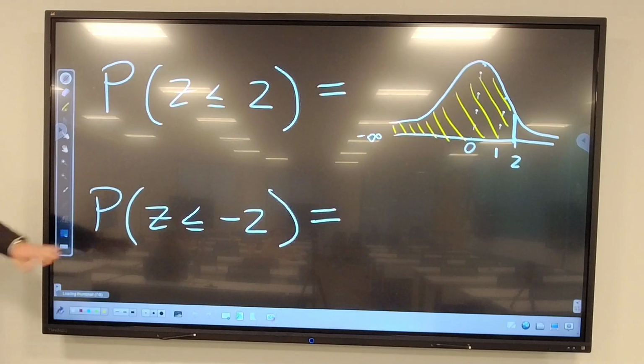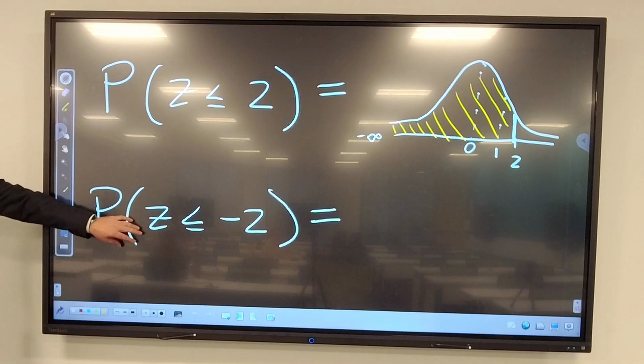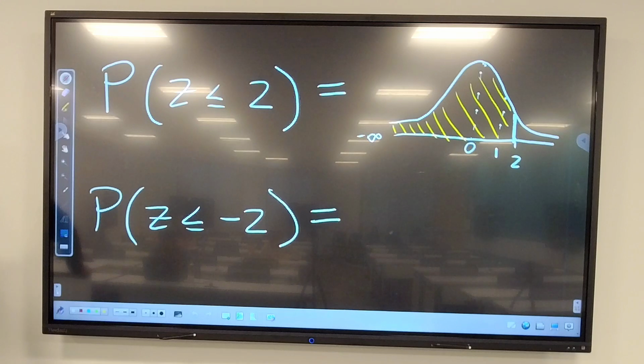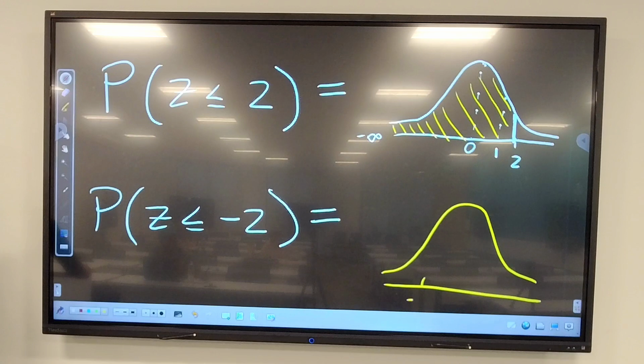So then we ought to be able to answer this one. That's this one. Yeah, good job. So to be less than negative 2, that's just this area. And we just said that that was 2.5%, or the number 0.025. Mm-hmm. If I go all the way up to positive 2, I would get 0.975.